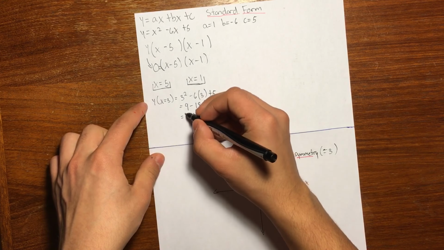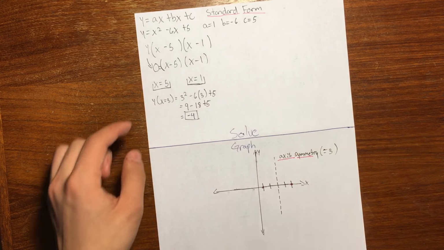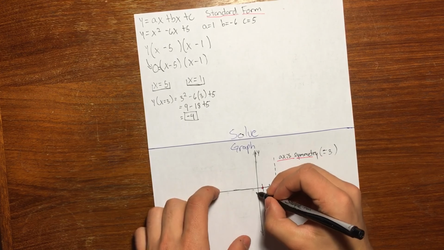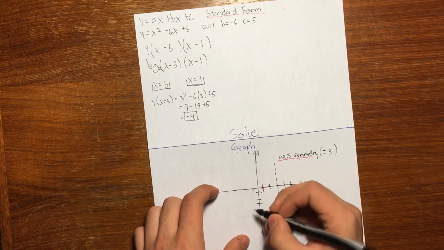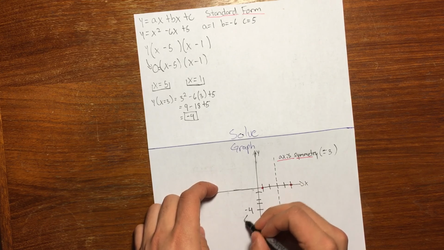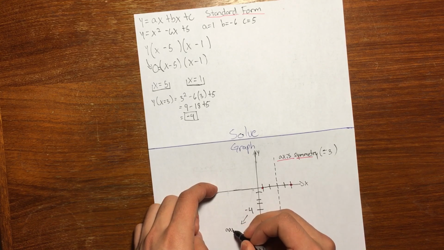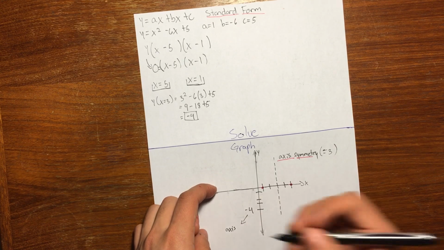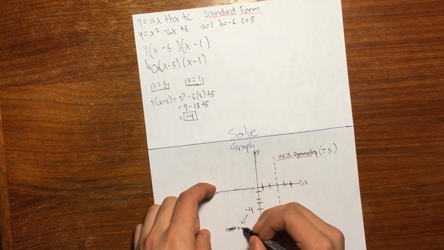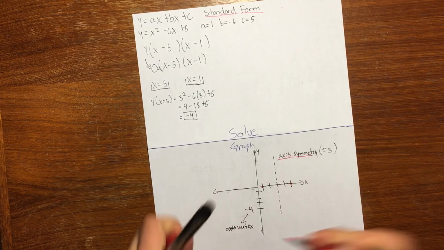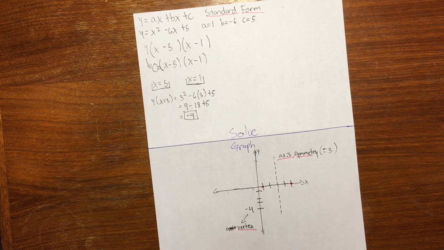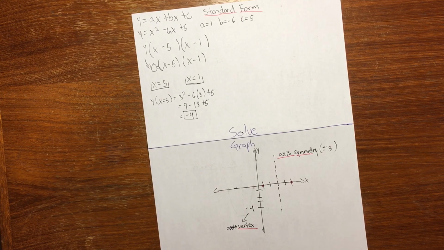So that will give you the vertex. Here, we're going to label it in our graph: 1, 2, 3, 4, right here. This is our vertex, sorry about that, the highest or lowest point in the graph of our parabola. There you go. And our next step would be to find the y-intercept.